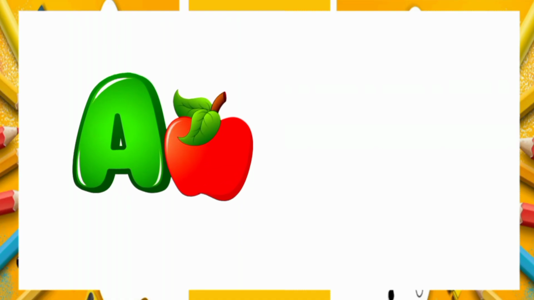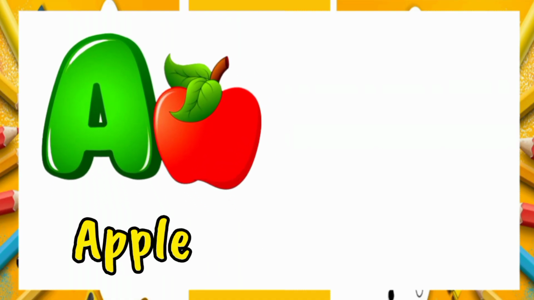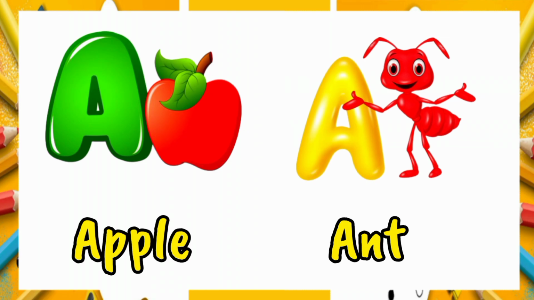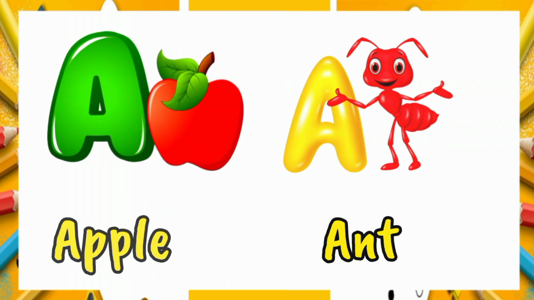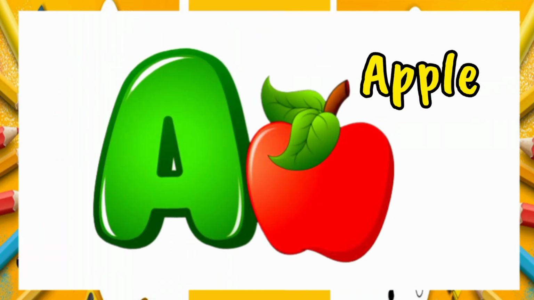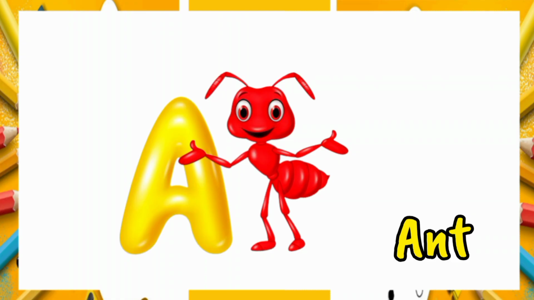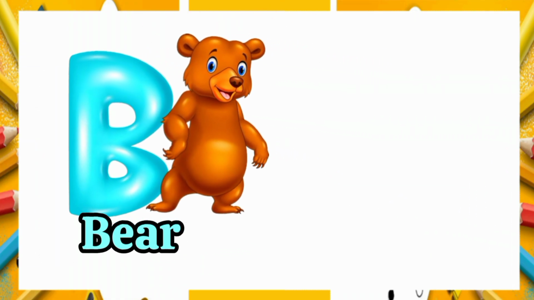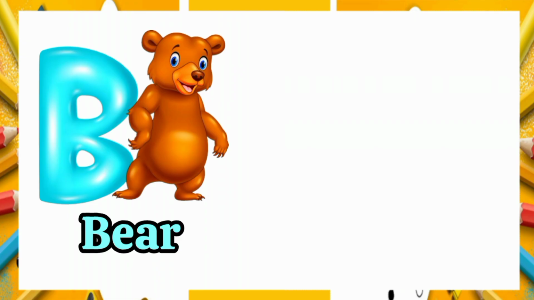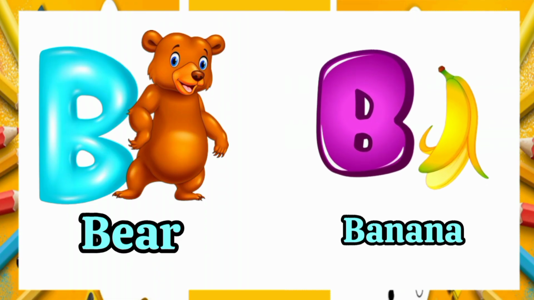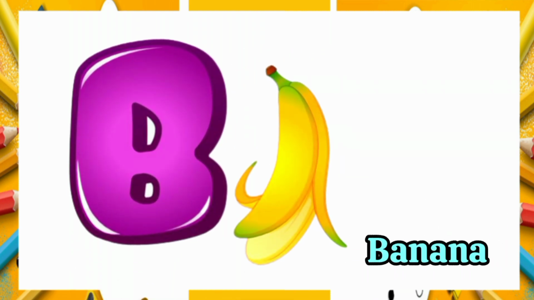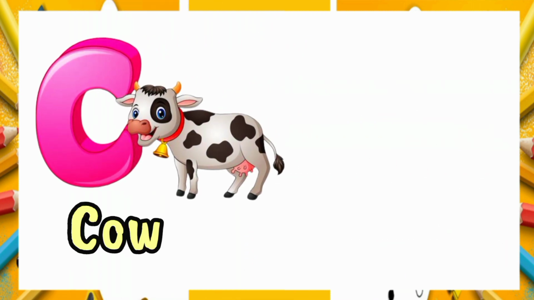A is for apple. A is for ant. Apple. Ant. B is for bear. B is for banana. Bear. Banana.